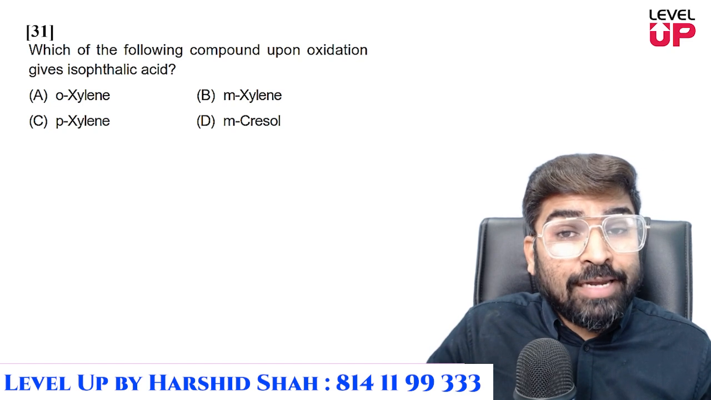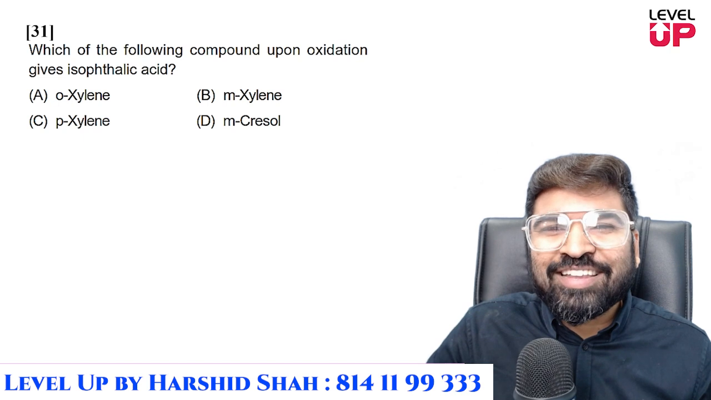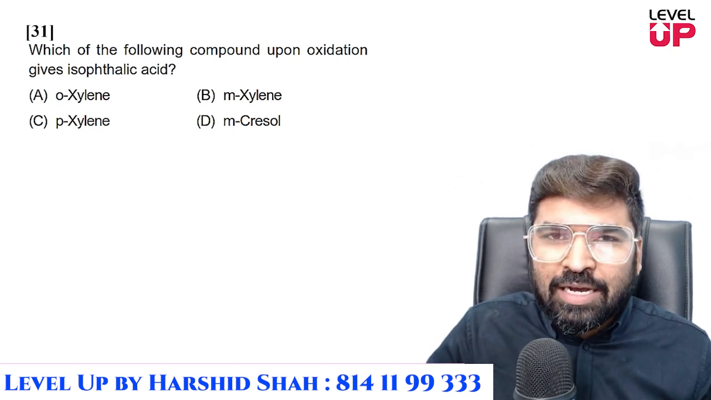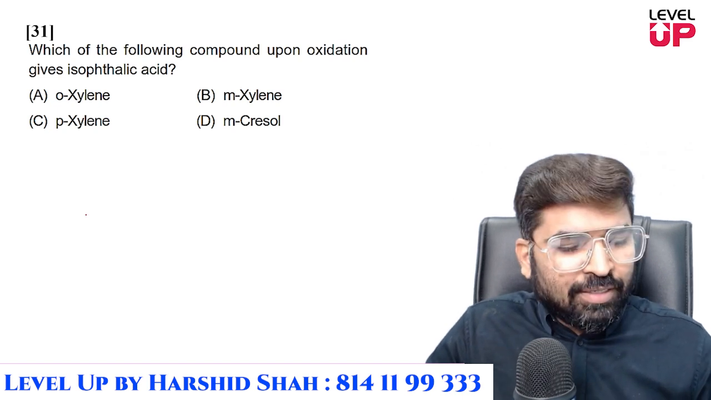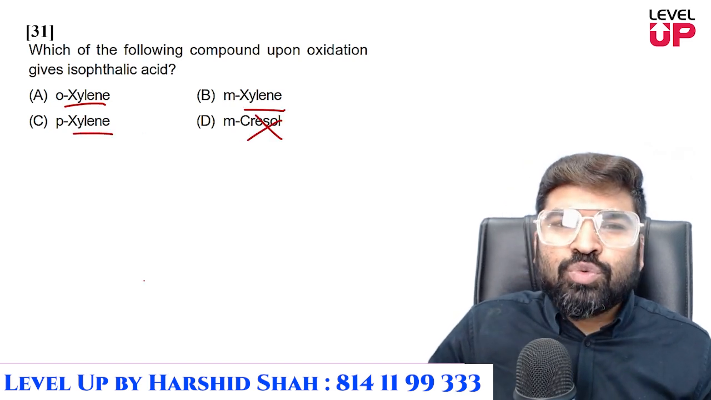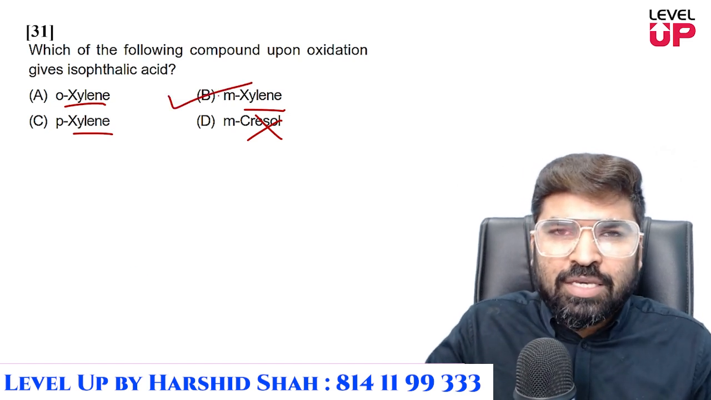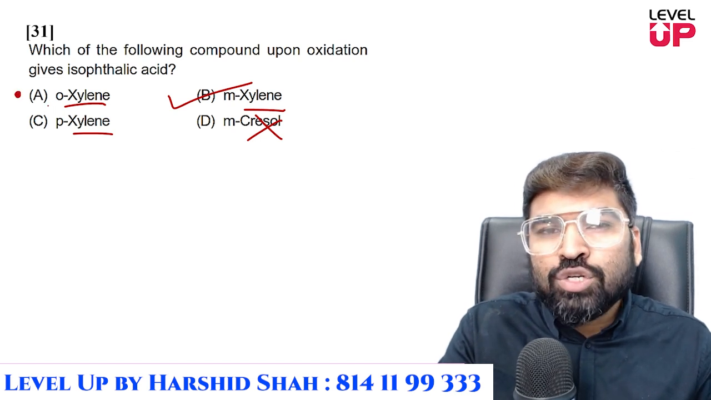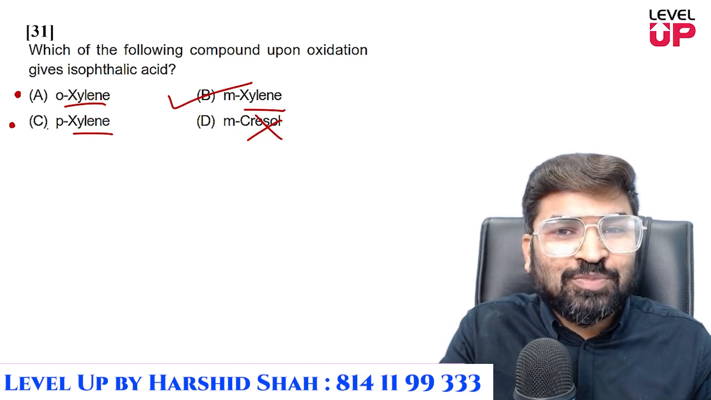Which of the following compound upon oxidation gives isothalic acid? So isothalic acid. Thalic acid is para. Yes or no? No. Thalic acid is ortho. Isothalic acid is meta. Para is called terthalic acid, right? So which one? Xylene, xylene, xylene. Obviously not cresol. Which one would you oxidize to get the meta product? Definitely metaxylene, option B. If you oxidize this, if it is option A, you get thalic acid. For option C, you get terthalic acid. Okay?